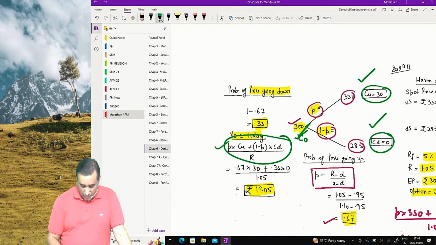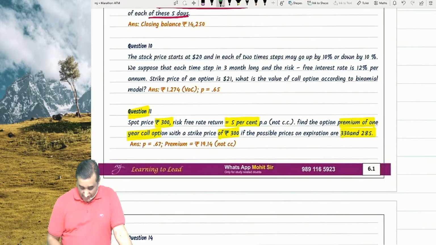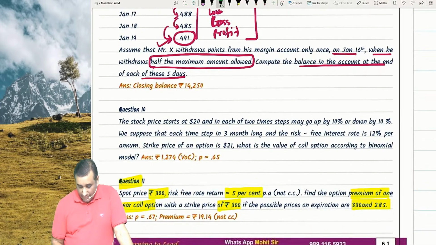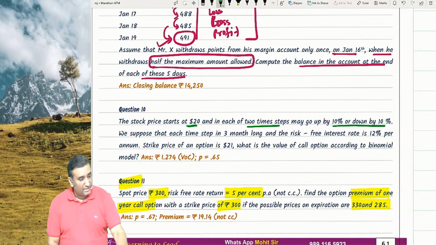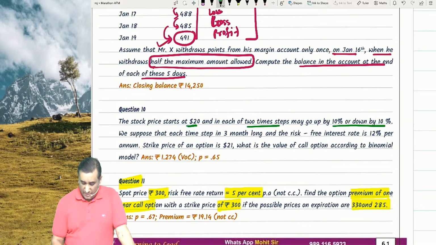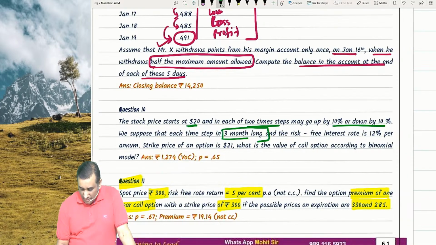10th question, as a general warm up, let's see. The stock price starts at 20. In each of the 2 time steps, it may go up or down by 10%. That means the value will come as what? 22 or 18 after the first step, and then again up or down. Each step is 3 months long. The risk-free rate is 12 percent per annum, so accordingly divide into 3 months. The total would be 6 months. And the strike price is 21.